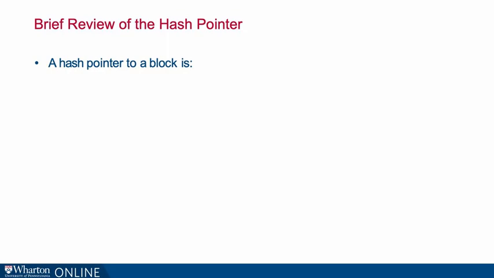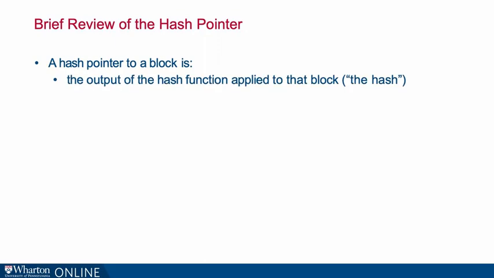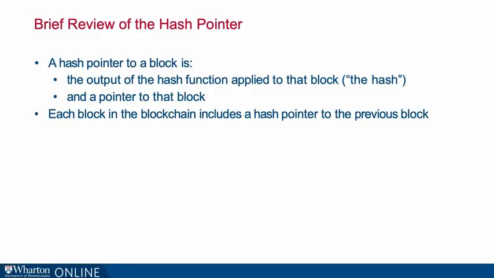Now, before going any further, I want to review the concept of the hash pointer because it's so important for what I'm going to say next. So remember that a hash pointer to a block is two things, really. The first is the output of a hash function applied to that block. That's called the hash, and a pointer to that block. So remember what defines a blockchain. Each block in the blockchain includes a hash pointer to the previous block.